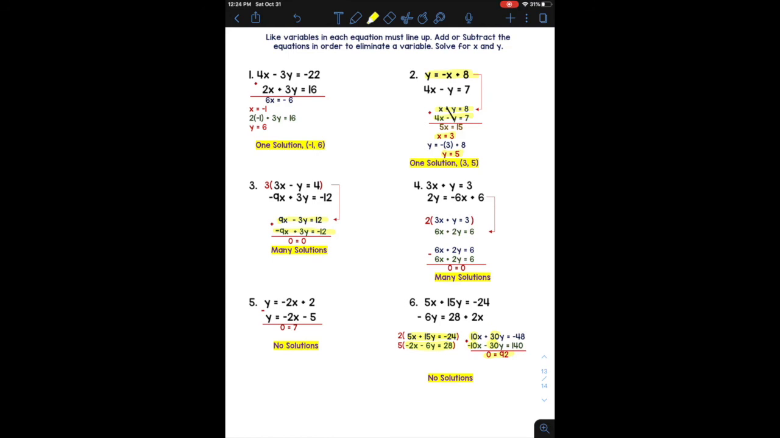If I were to graph these two equations, they would be parallel to each other on the coordinate plane, showing they have no ordered pairs in common and no solution, no ordered pair that's a solution to both of the equations.